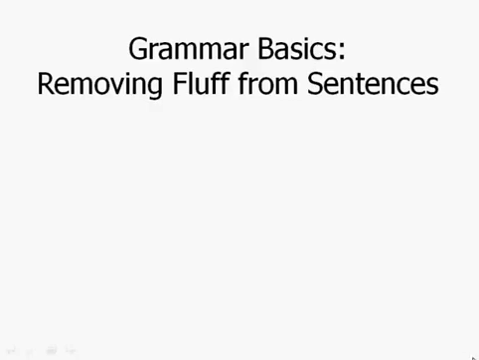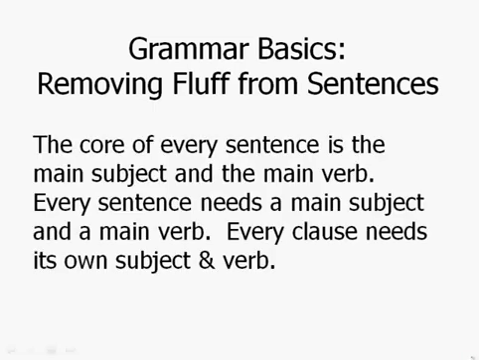In this last video in the Grammar Basics section, I'll discuss a point of strategy, namely removing fluff from sentences. What exactly do we mean by this? Well, the core of every sentence is the main subject and the main verb. You may remember from the previous videos, every sentence must have at least one independent clause, and the subject and verb of that independent clause are the main subject and the main verb of the sentence. So every sentence needs a main subject and a main verb, and every clause, even a subordinate clause, needs its own subject and verb.